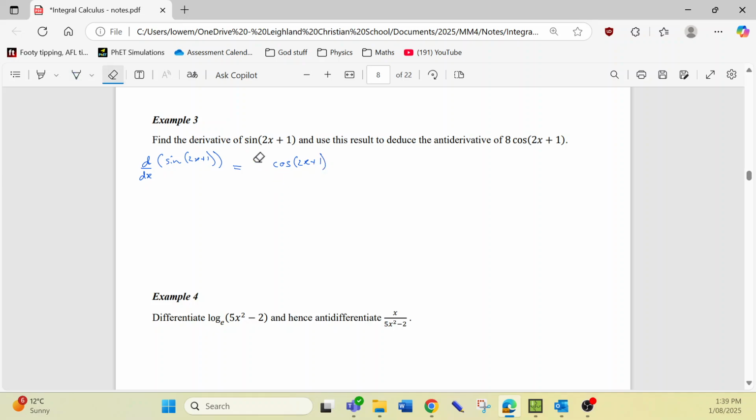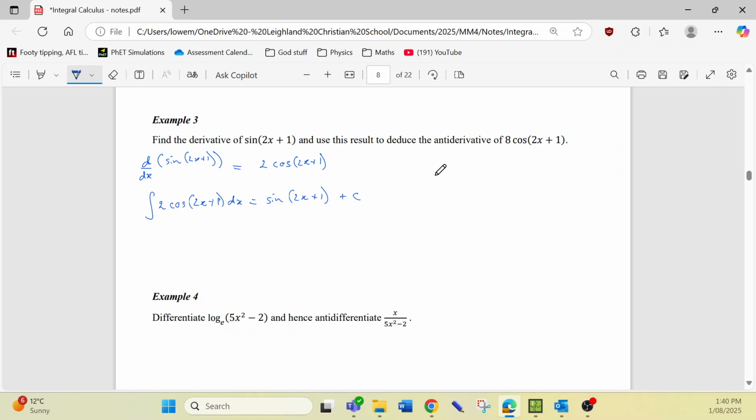I'll just get rid of that 2 times, just change that to that. Okay, so it's fairly straightforward. And now what we'll do is use that to integrate. So that means our integral of 2 cos 2x plus 1 dx will be sine 2x plus 1 plus our constant of integration c.